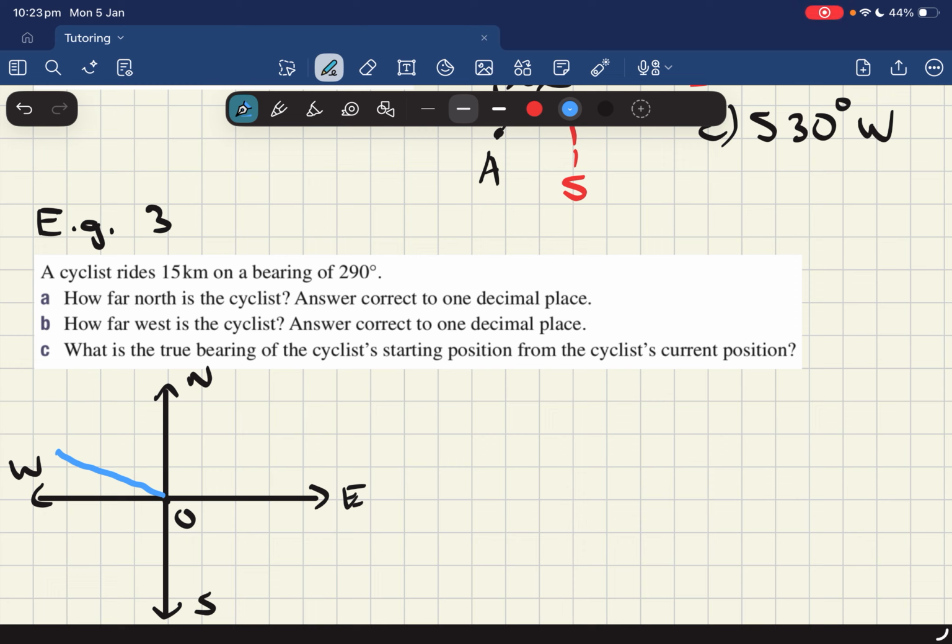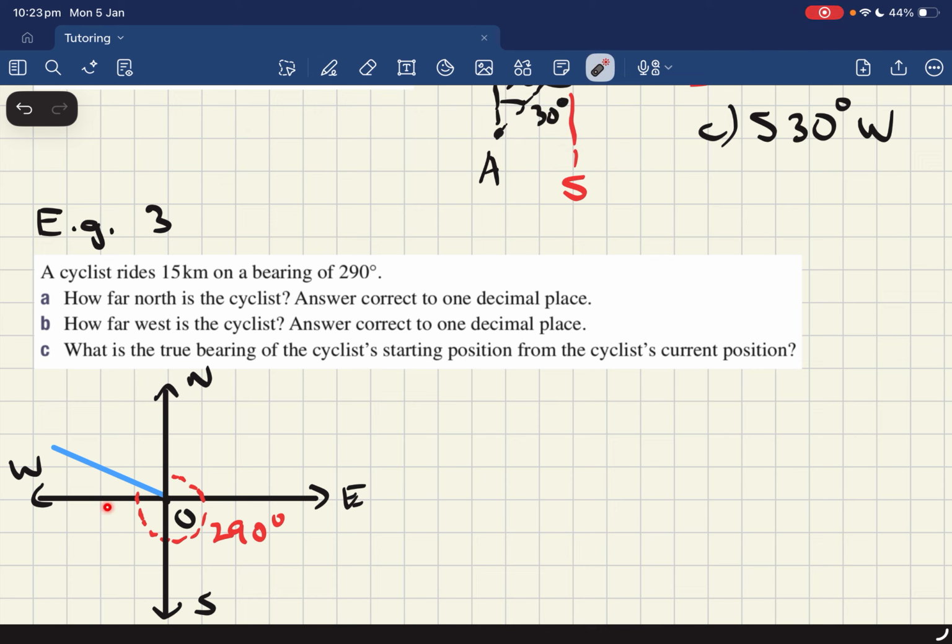290 is going to be about here. Let's make this a straight line. Okay, so that means that this entire angle here, all the way around, is 290 degrees. Now, once we do this, we know that all the way up to west is 270.